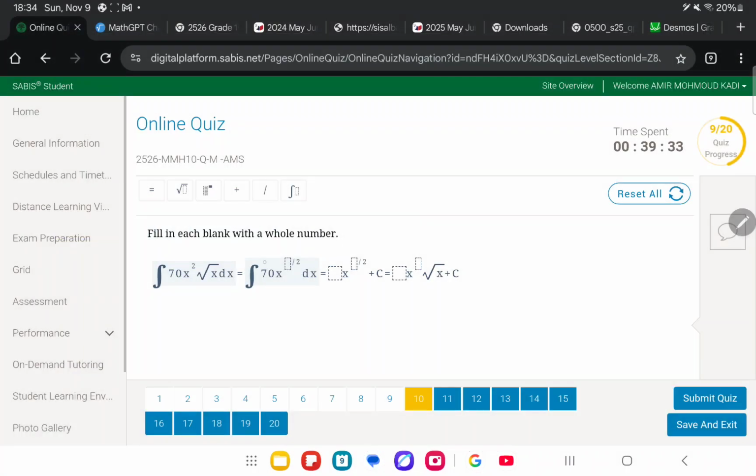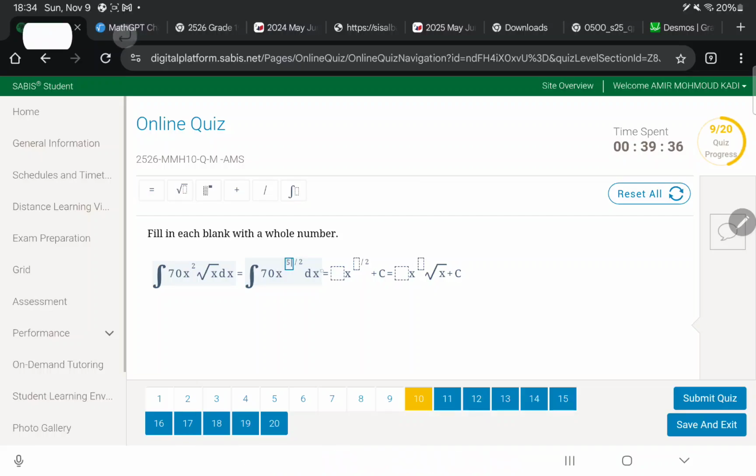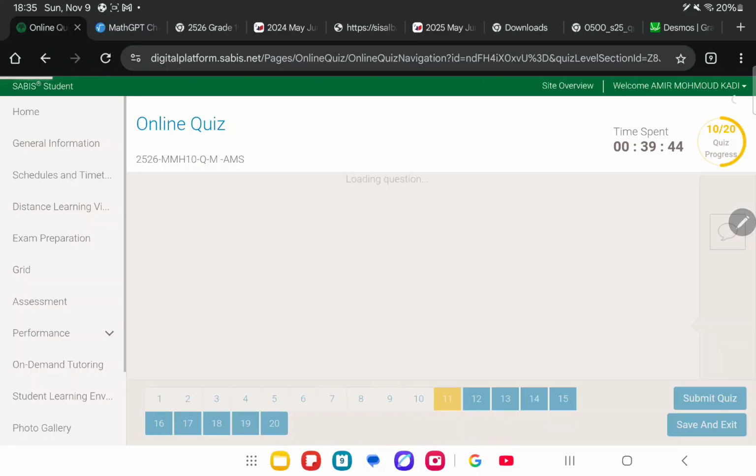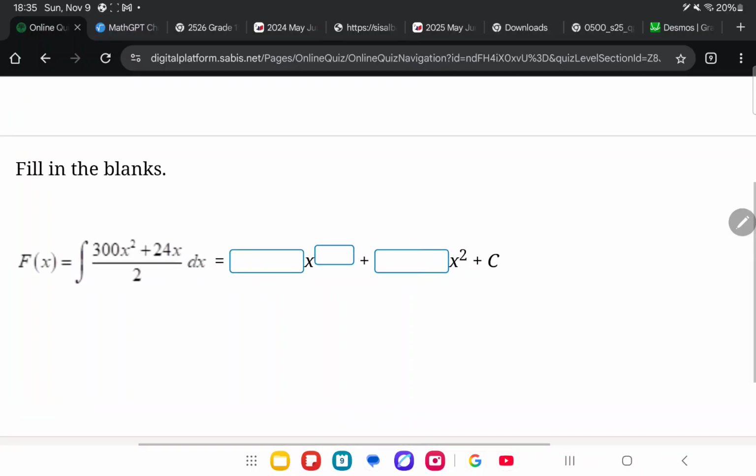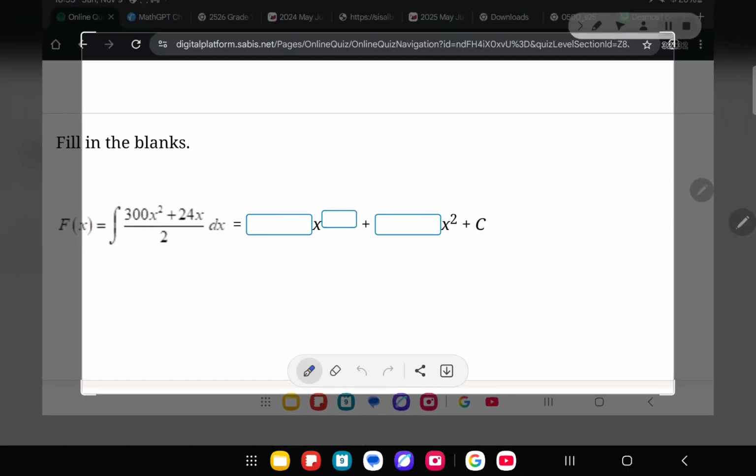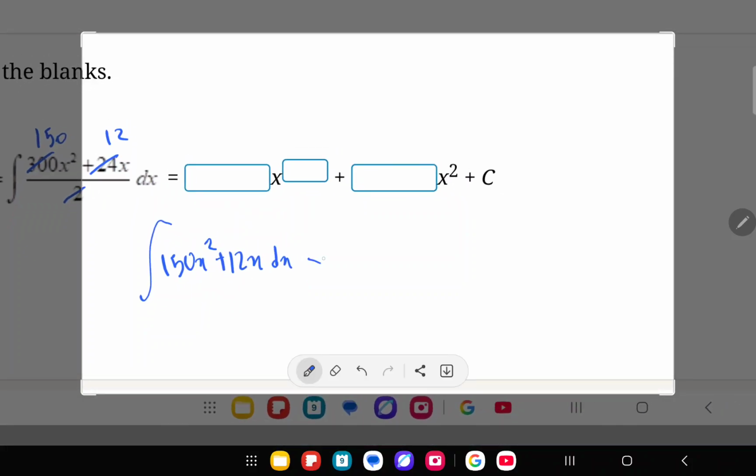So let's substitute everything here. 5, 20, 7, 23. Okay. Moving on. So we just have integration here. Again, simple indefinite integration. Now here you do not have to use any u method or any substitution method. Here you can literally just divide by 2, and then you get 150x squared plus 12x integrated with respect to dx.